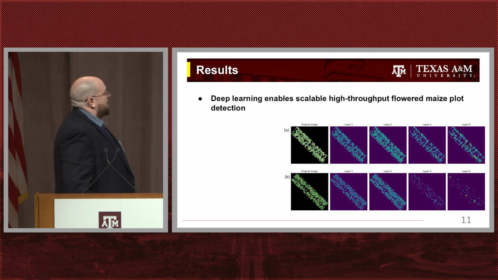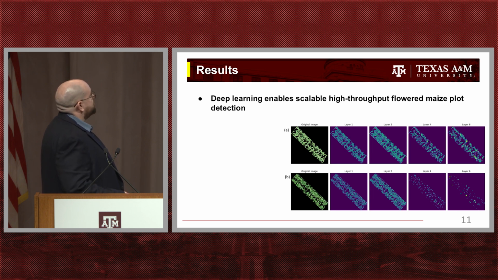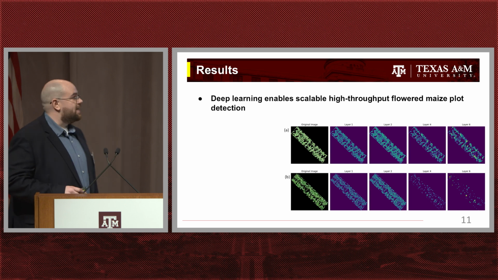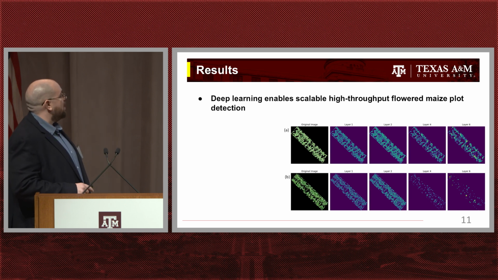So this is my favorite figure from this. This shows that deep learning enables scalable, high throughput flowered maize plot detection. This is a plot with tassels. This is a plot without.